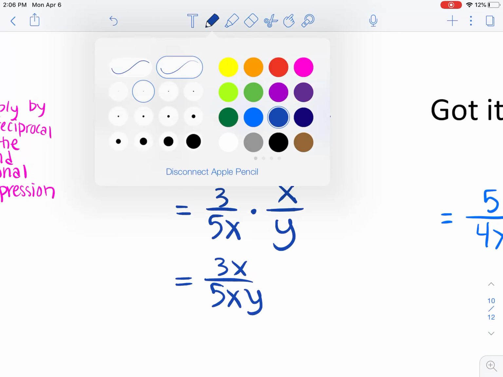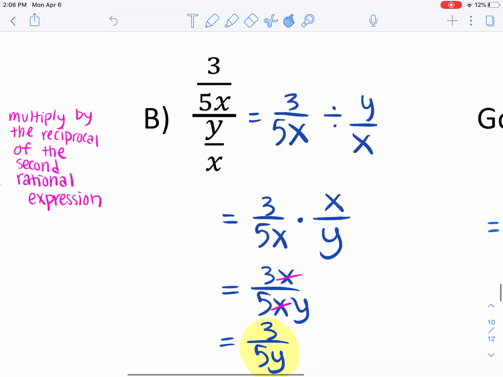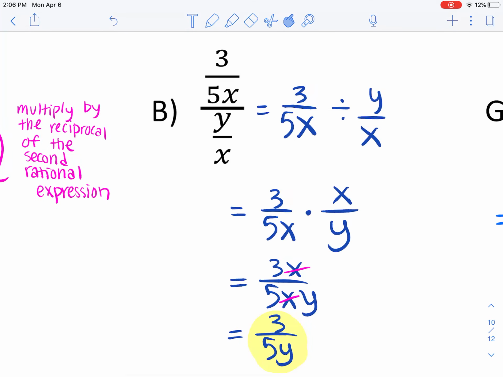Now this one actually does simplify. Notice there's a factor of x on the numerator and the denominator. So if we divide that factor of x out, we end up with 3 over 5y. Nothing else simplifies, so that's your answer. Go ahead and pause and try the got it.